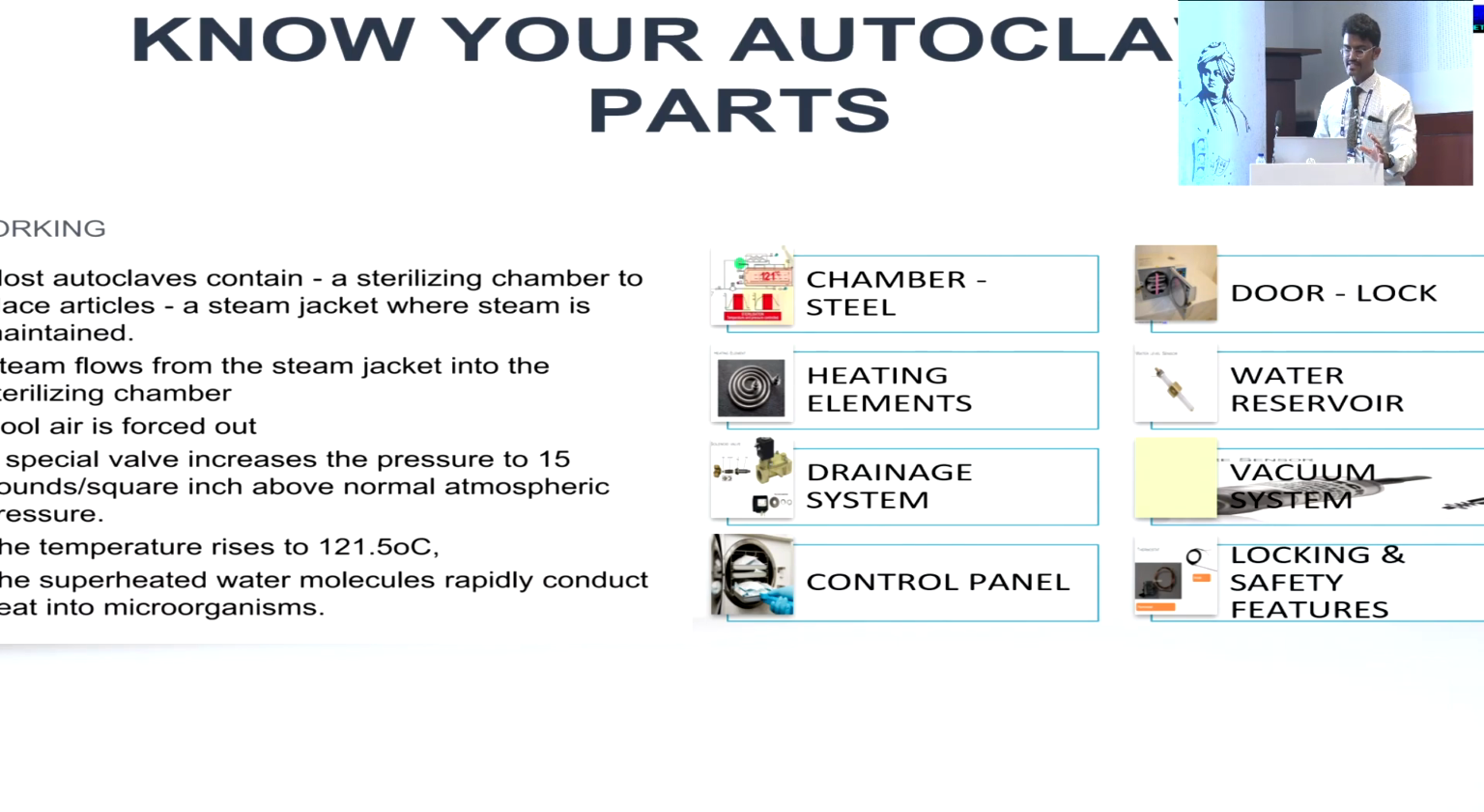So it mainly has the chamber, which is where we place the equipments, the heating elements, the drainage system which takes care of the excess of water that comes out of the machine, the control panel where we set in the temperatures, etc., the door lock, the water reservoir, the vacuum system and other locking features.